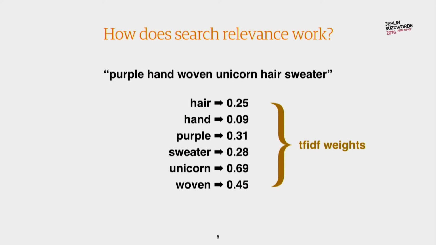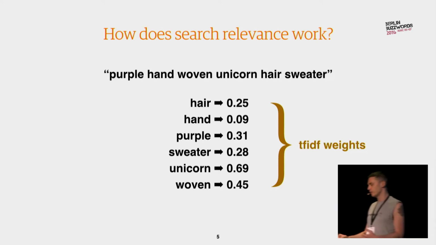So imagine you're running an e-commerce site and your items consist of product titles or descriptions like, say, purple hand-woven unicorn hair sweater. Now, when you index these items into a search engine like Lucene, they're represented internally as a collection of terms and associated weights based on their term frequencies and their document frequencies.